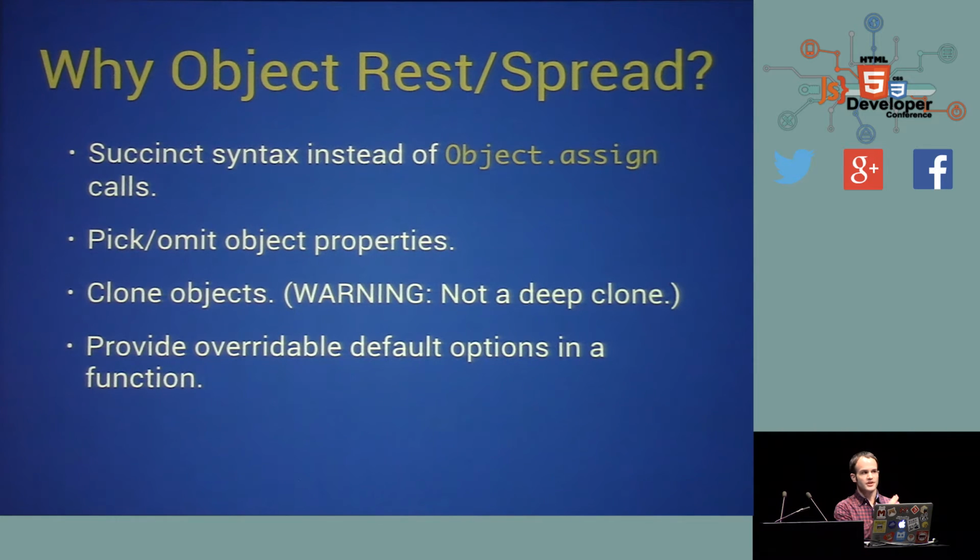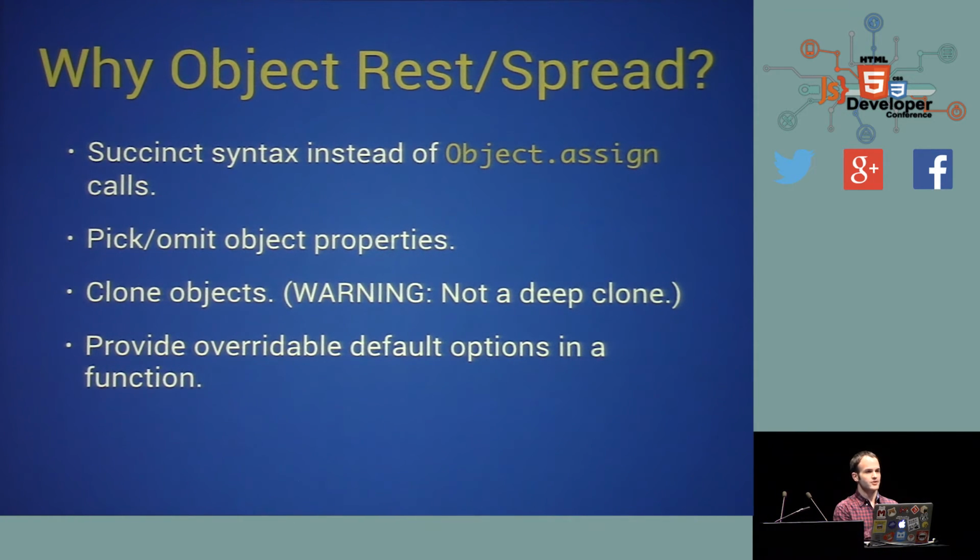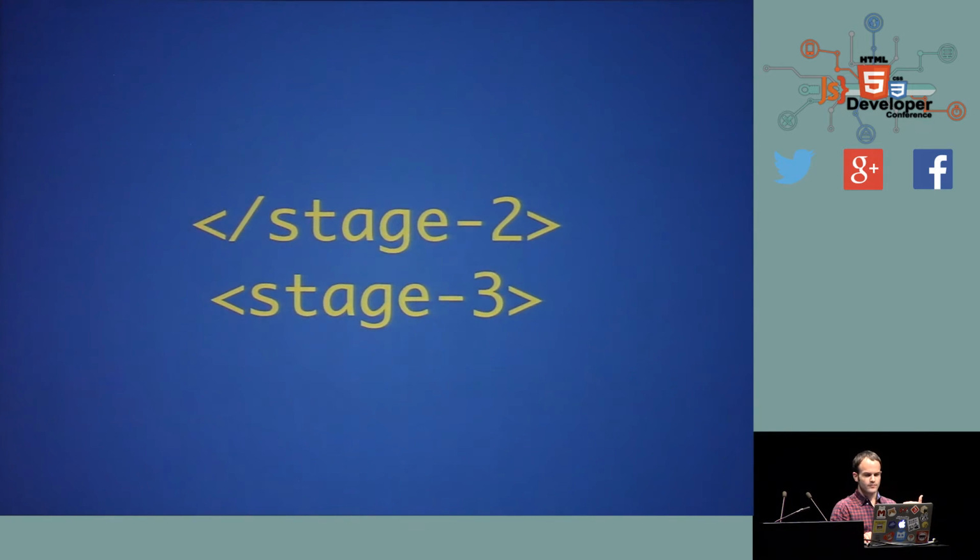But be cautious, this is not a deep clone. So any nested properties that are objects, those won't get spread out. You'll get references to the original object. So you have to be very careful with your cloned objects. You could end up mutating state from your original object if it was a nested object or an array, for example. And we saw some examples of how we could write functions with overridable default options, like the create dog function. So that will end stage 2 for us.